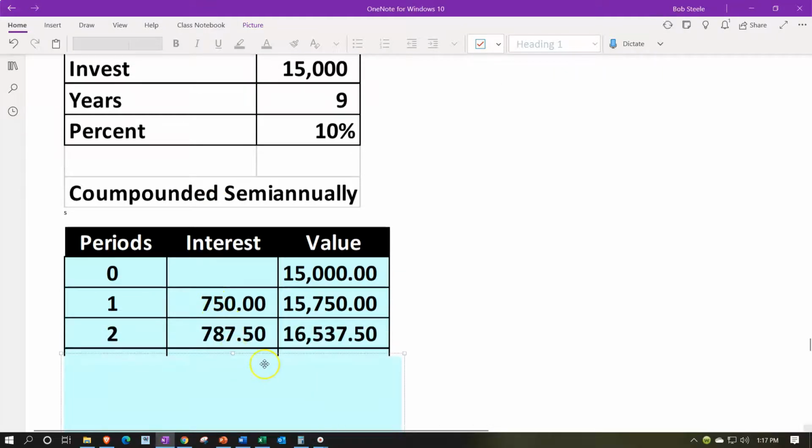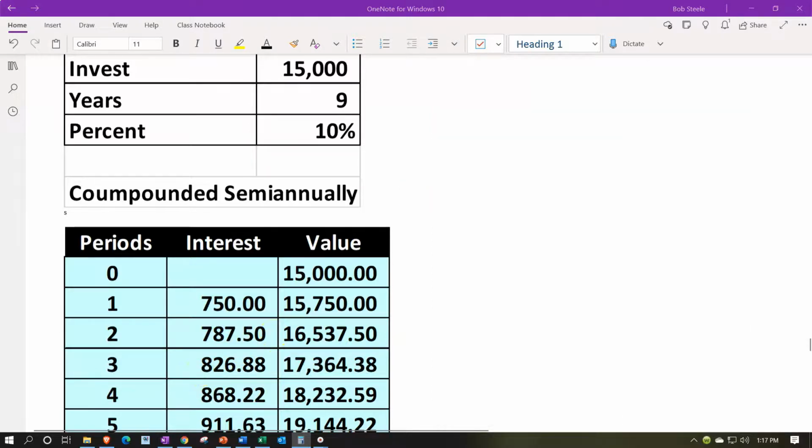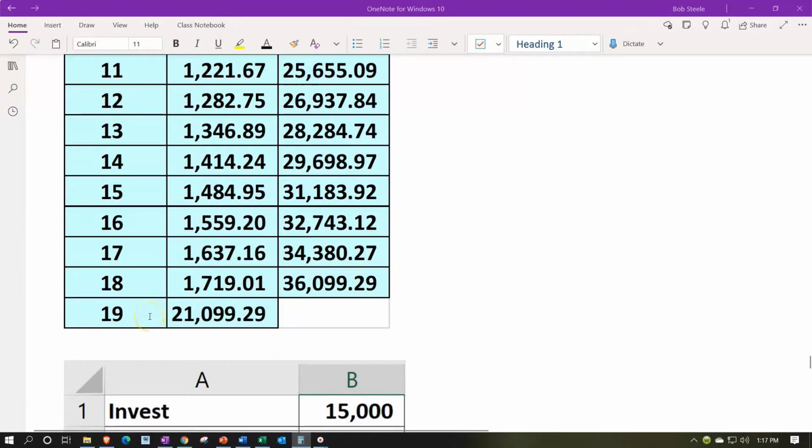And then if we take that 15,750 and multiply it times 0.05, we're going to get the 787.50. If I take that 787.50 and add it to the prior balance of 15,750, we're going to get the 16,537.50. If I take that amount and multiply it times the 0.05, then we're going to get the 826.88, and so on and so forth. Same kind of process, but we're going out to 18 periods. These periods, however, are not years, rather semi-years, every 6 months.